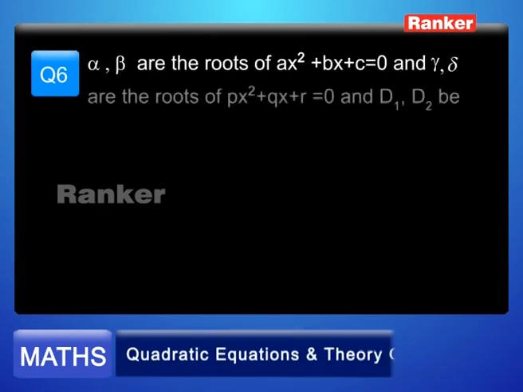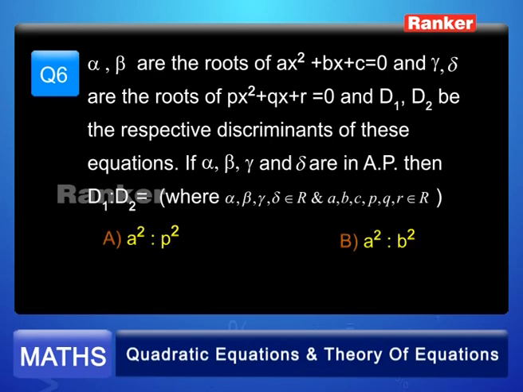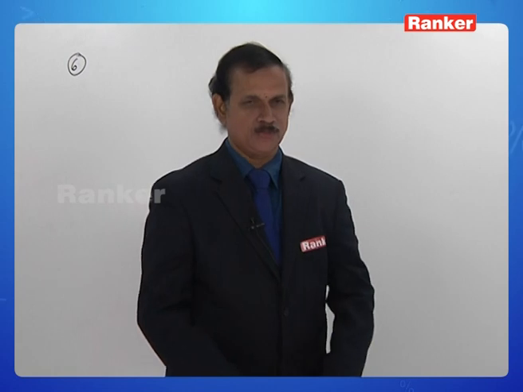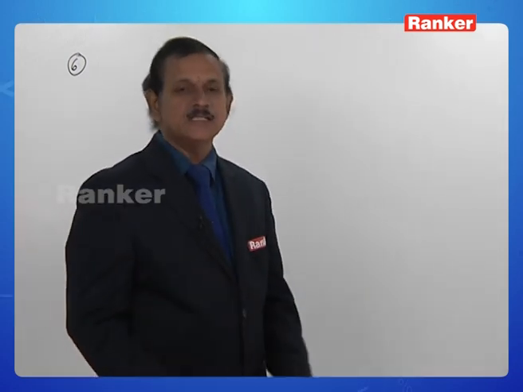Now it is our turn to look towards the next question, that is the question number 6. In this question, alpha and beta are the roots of the equation ax square plus bx plus c is equal to 0, and gamma delta are the roots of the equation px square plus qx plus r is equal to 0. Capital D1 and D2 be the respective discriminants of these two equations. If alpha, beta, gamma and delta are in AP, then capital D1 is to capital D2 is equal to how much? The ratio of D1 and D2, the ratio of the discriminants he is asking us.